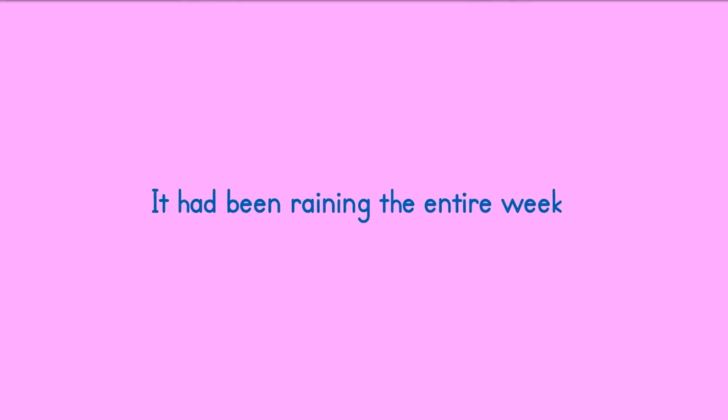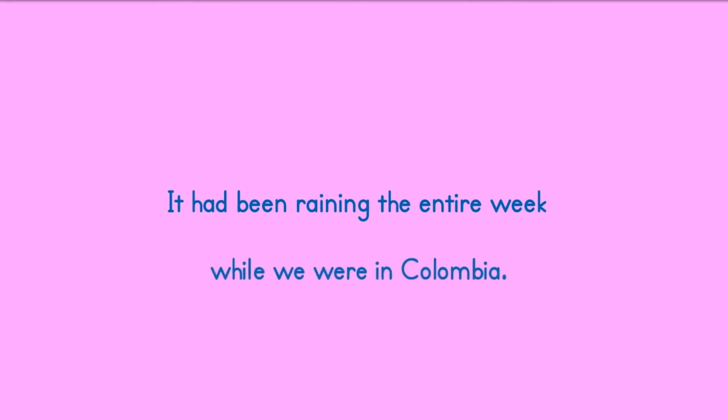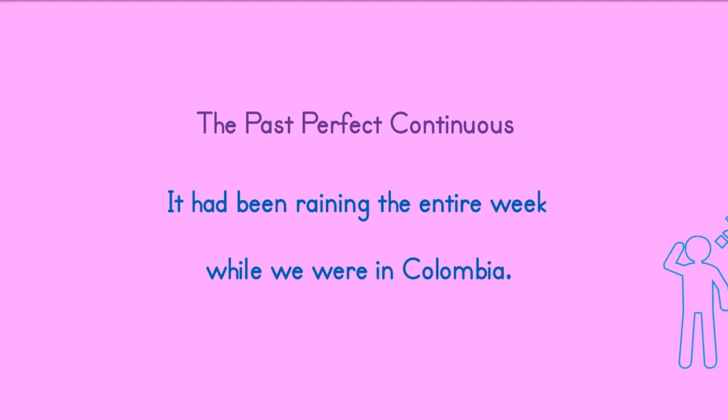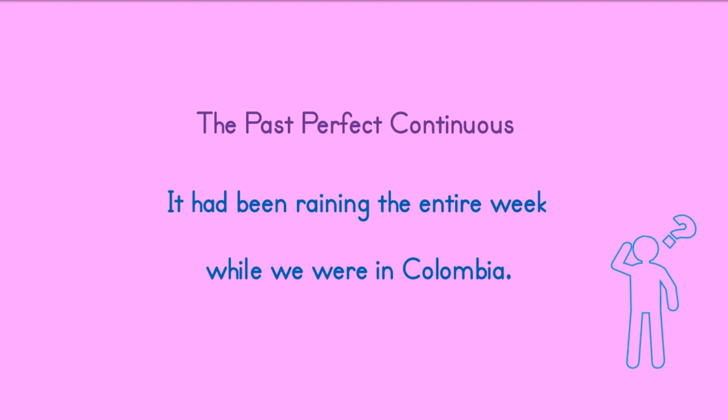The past perfect continuous is similar to the past continuous, as it emphasizes the duration of an action that occurred in the past. We, however, typically use the past perfect continuous with the past simple tense to show an interruption with the adverb when, or simultaneity with the adverb while. In the sentence, "It had been raining the entire week while we were in Colombia," the longer background action is raining, and the simultaneous action is we're in Colombia. The emphasis in this sentence is on the large amount of rain that happened for a long period of time while visiting Colombia.